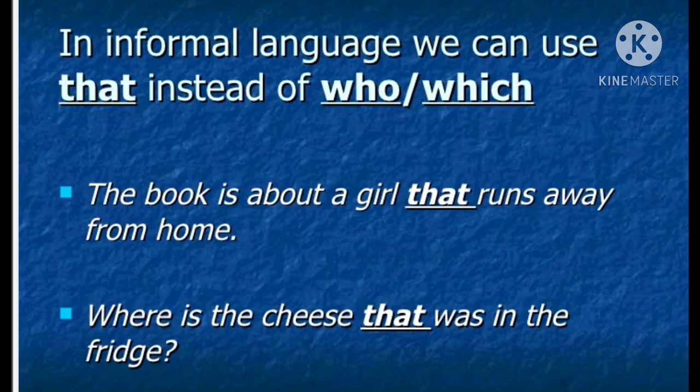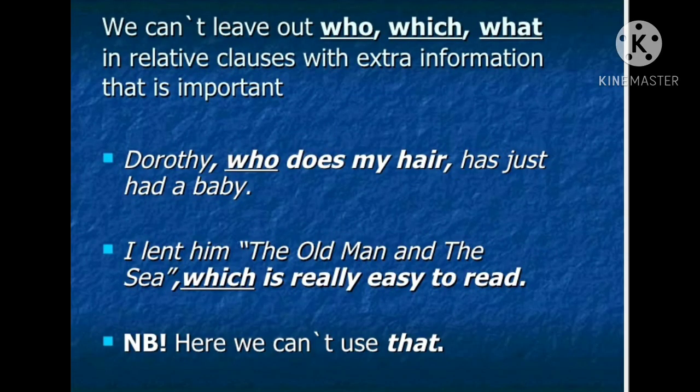Okay. And one more thing we have to remember. We can't leave out who, which, what in relative clauses with extra information. That is much important. Like, Dorothy, who does my hair, has just had a baby. If that example is considered: Dorothy, who does my hair, has just had a baby. One more example. I lent him The Old Man and the Sea, which is really easy to read. I lent him means he has given the book for reading itself. What is the book name? The Old Man and the Sea, which is really easy to read.